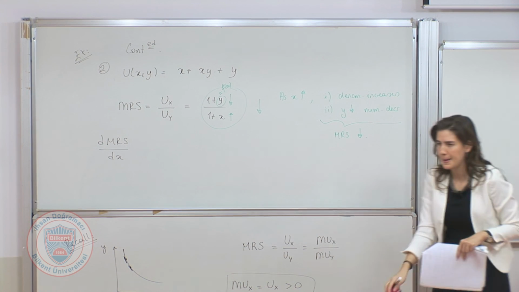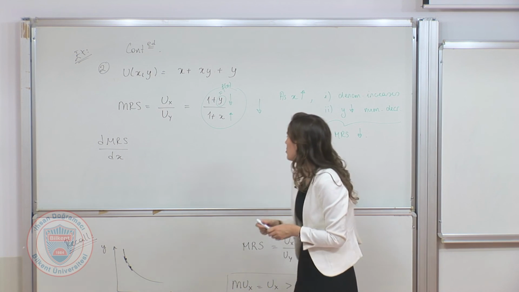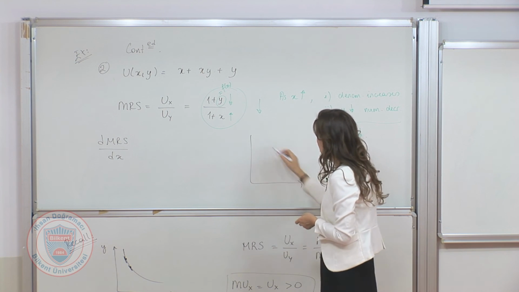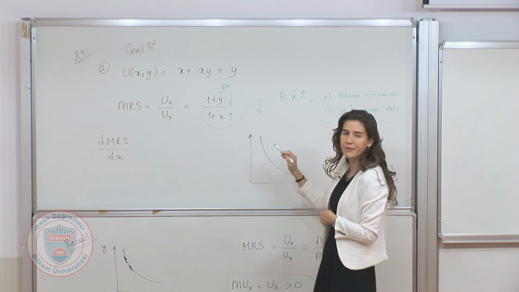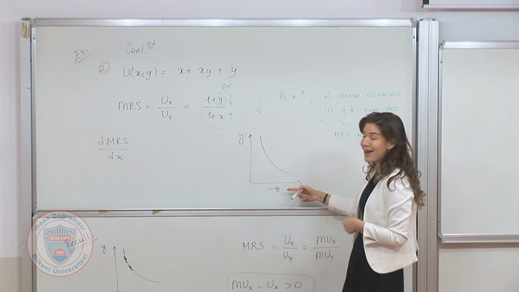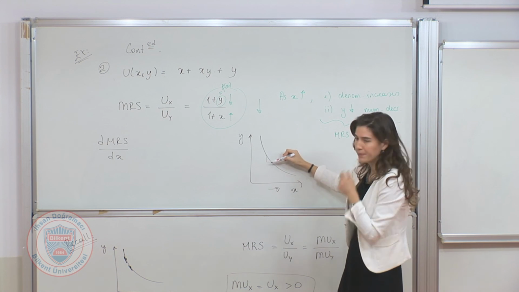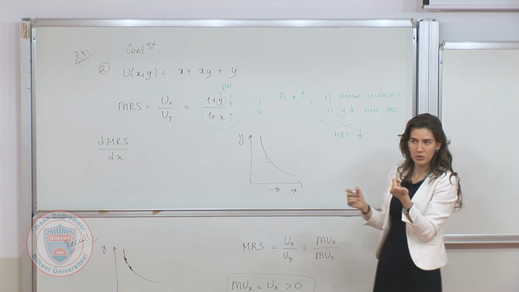Yes? I didn't get exactly why it is decreasing. So remember, what is MRS? It's the slope of the indifference curve, right? So as I increase my x, my y should decrease, if I want to keep the utility level the same.